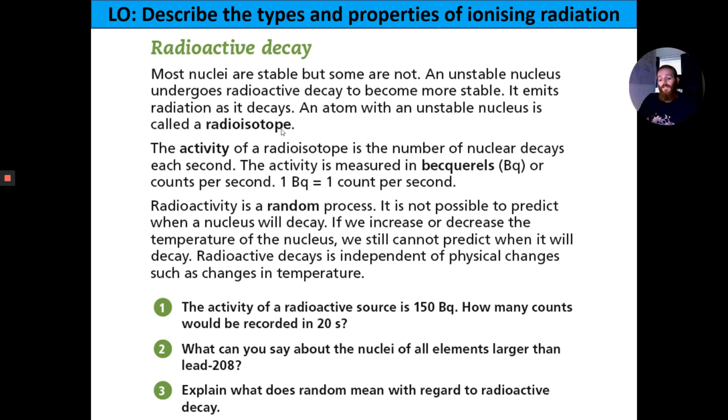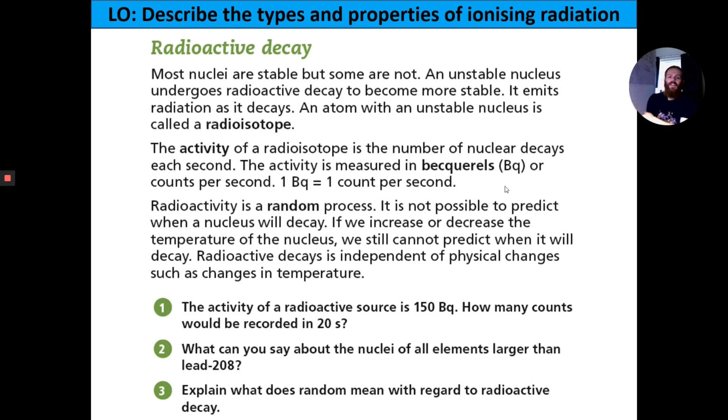So in later lessons, I might refer to radioisotopes without giving you a definition, because we've talked about it a little bit here. The activity of a radioisotope is the number of nuclear decays each second. So if I've got a substance that's giving out, let's say alpha particles, just for no reason, it doesn't really matter, and it's giving out a certain number of those, it's decaying. Every time it gives out some of that radiation, we can measure that activity in something called becquerels, and you can see the unit there is Bq, or counts per second. 1 becquerel will be 1 count per second, and we can physically measure radioactivity.